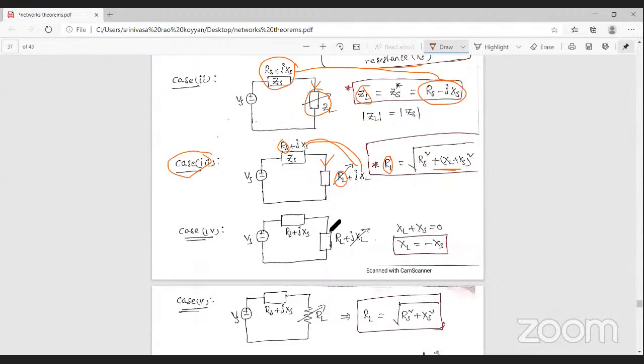Next, case 4. If the load is an impedance and XL is unknown, that is, the reactance part is unknown, then what is the maximum power transfer to this load? What is the condition? XL plus XS is equal to 0.